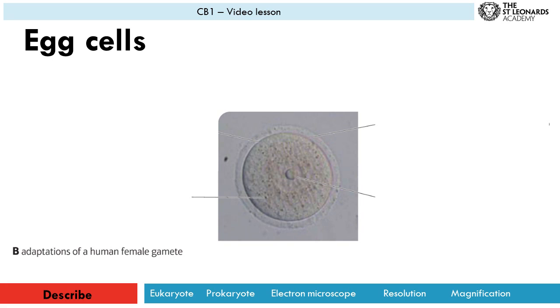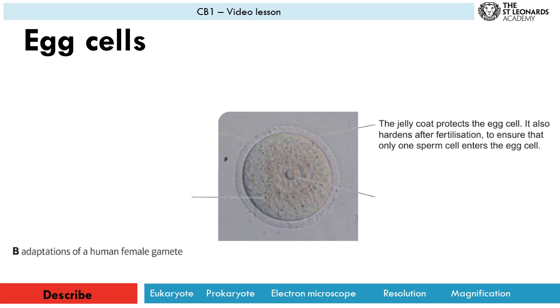The egg cell is one of the largest cells in the human body, and it has several features that make it very well adapted for what it does. Firstly, the egg cell has a jelly coat surrounding it. This protects the cell as it moves down the fallopian tube. Now, at the point, sperm breaks through that jelly coat using its acrosomes. The rest of that egg cell hardens, preventing any more sperm getting in.